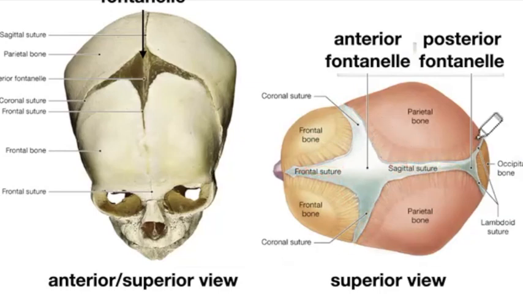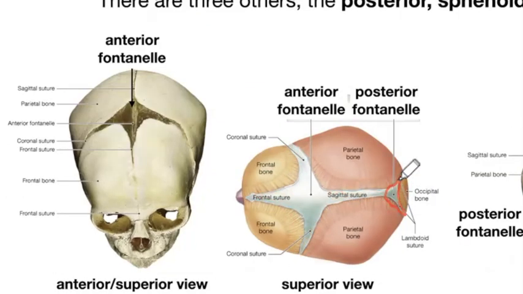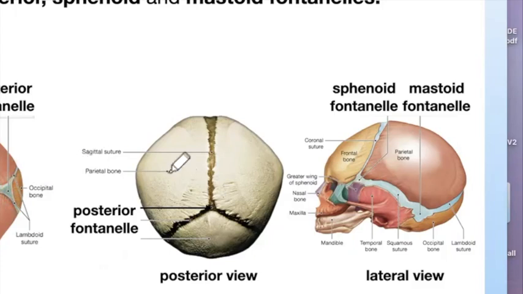There are three other fontanelles. There is the posterior fontanelle, posteriorly, the sphenoid and the mastoid fontanelles. This is the sphenoid fontanelle. Here's the arrow going to it. Kind of a bendy arrow. Let's see, do that better. So the sphenoid fontanelle, and then the mastoid fontanelle, say in this area above the mastoid process.